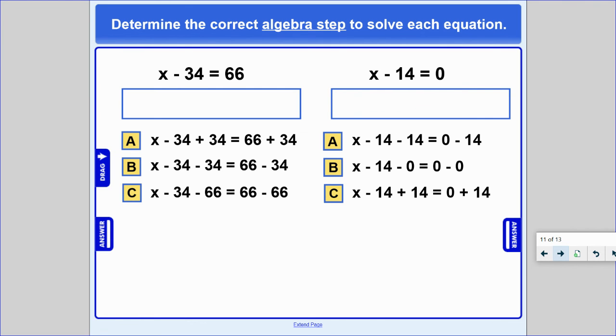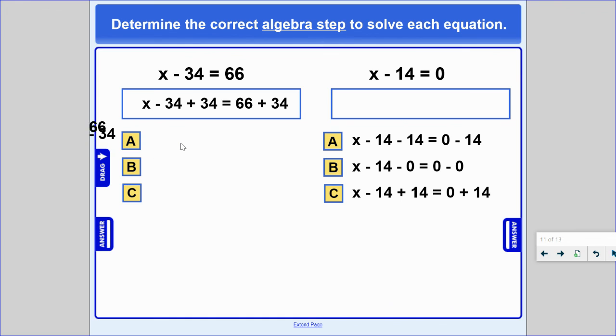All right, folks, let's pick up the pace a little bit. That's the nice part about videos. Pause if you need, but then come back. What would be the first step of each of these problems? All right, so how do we get rid of a subtract 34? We are going to add 34, and of course, we're going to be fair to both sides.